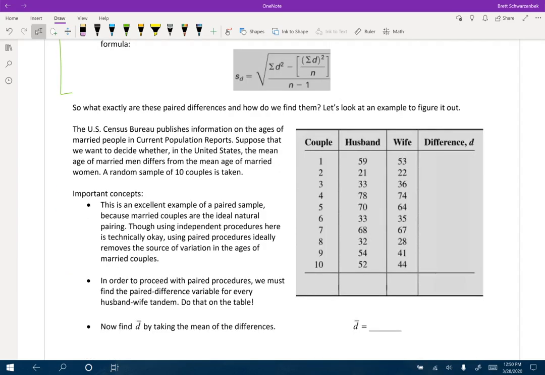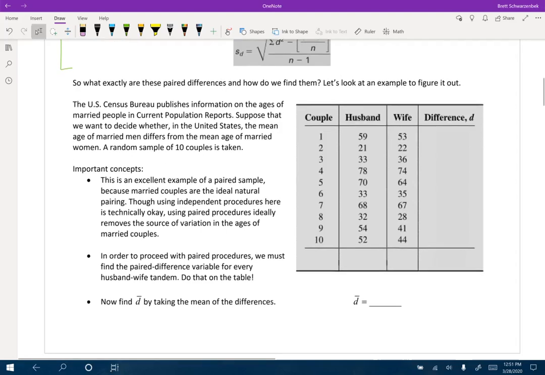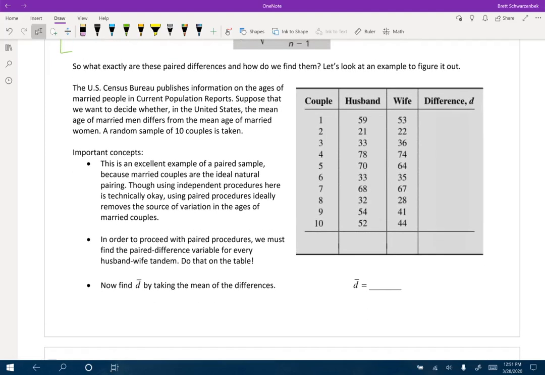Okay, so what exactly are these paired differences and how do we find them? Well, let's look at an example. It says the U.S. Census Bureau publishes information on ages of married people in current population reports. Suppose that we wanted to decipher whether in the U.S. the mean age of married men differs from the mean age of married women.